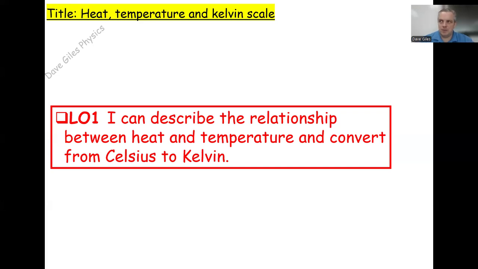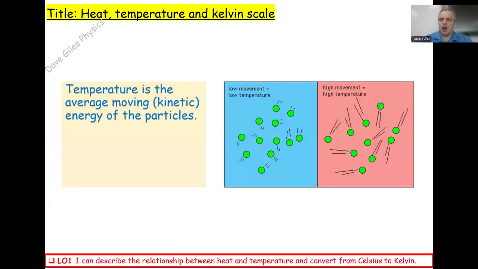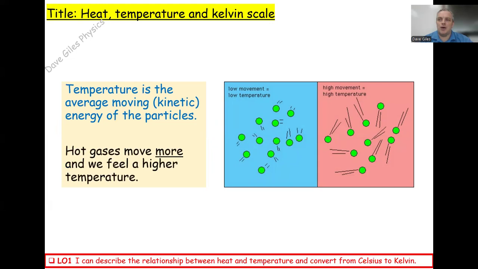So temperature is the average movement energy. Now, the term for movement energy we use is kinetic energy of particles. So hot gases have more, and we feel a higher temperature with hot gases. You can see from the picture down the right that the hotter gases are moving faster.